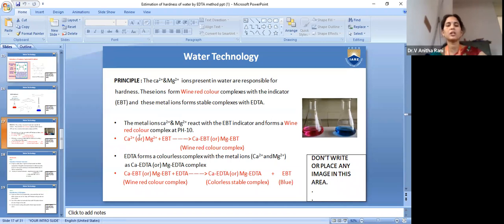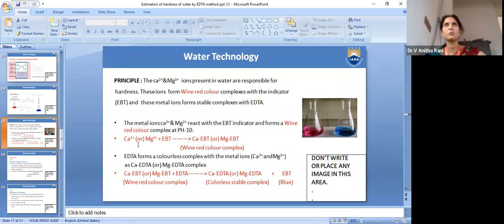So here we are taking a sample of water containing calcium or magnesium salt, and we are adding EBT indicator, Eriochrome Black T indicator, which is a blue colored indicator. And here we are adding 2 to 3 drops of buffer solution, or up to 1 ml. After adding, immediately observe the color of the water. What can you observe here? Wine red color.